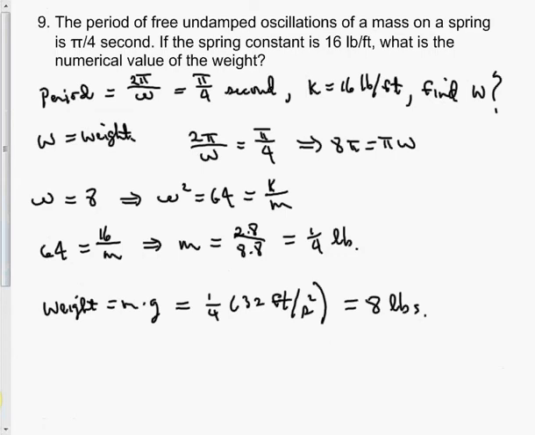Yes, 9.8 meters per second squared is metric, right? But its equivalent in the English unit is 32 feet per second squared. Yes, sir. You got it.